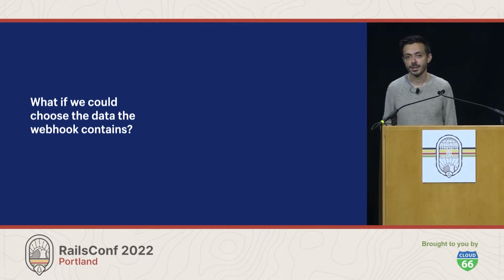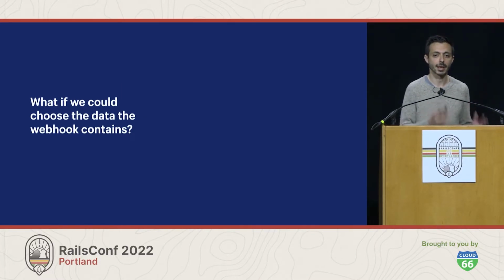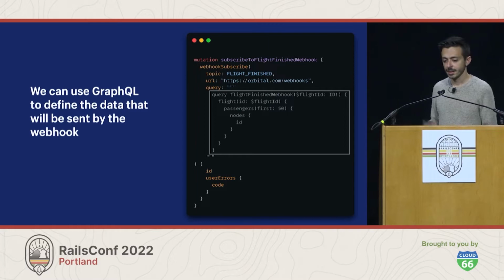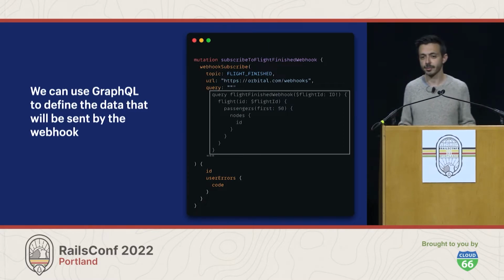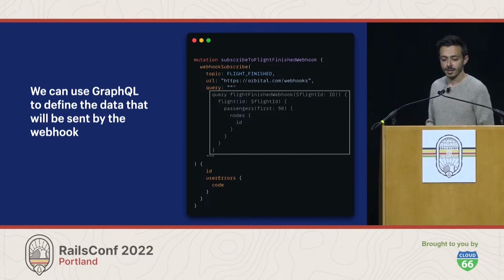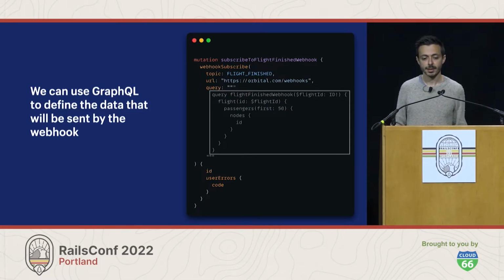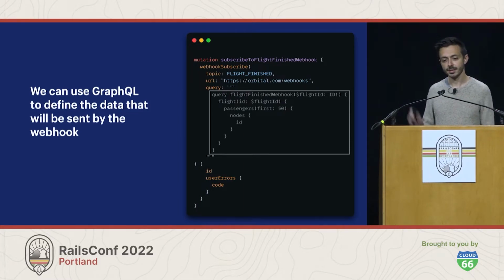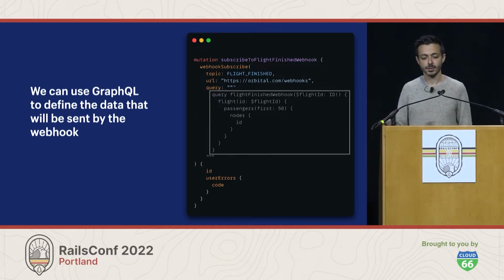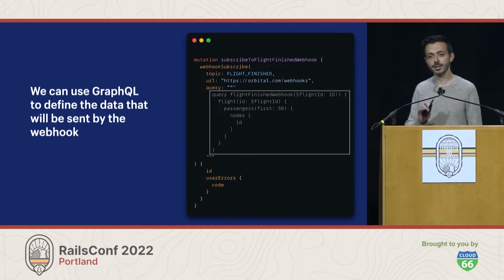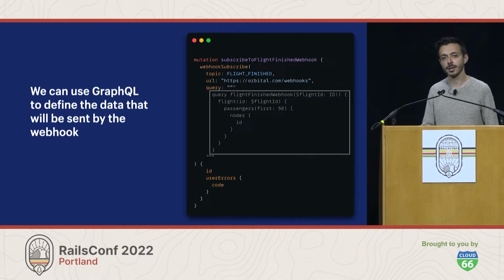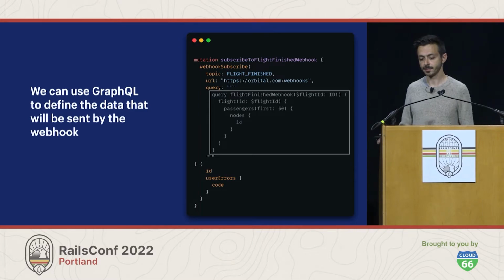Can we improve this? Is it possible to let API clients choose the webhook payload? Yeah, we can do this with GraphQL, because with GraphQL, we define queries. On this webhook subscription, they are creating a GraphQL webhook, and they pass a GraphQL query with the information they need. The client provides the query, and the server provides the variable. So we have the flight ID variable here, and this variable will be provided by the server for the flight that just ended.